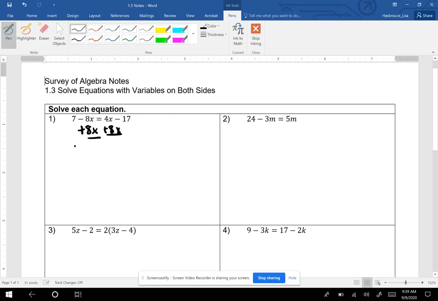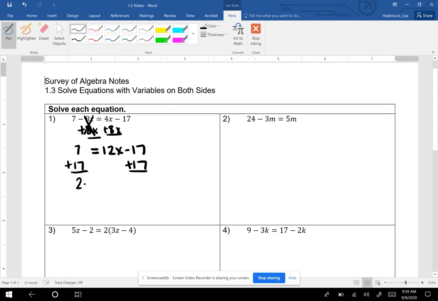When I do that, I have 7 on the left. The x's cancel out. I bring down my equal sign. 4x plus 8x is 12x, and I still have the minus 17. Now I need to get x alone on the right-hand side. I'm going to start by moving the 17. Since it's a minus 17, I'm going to add 17 to both sides.